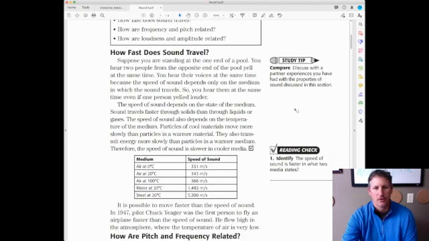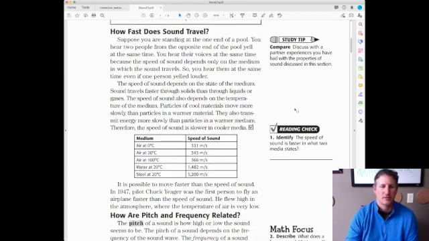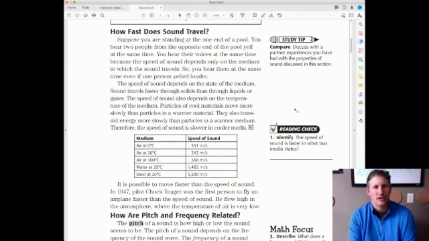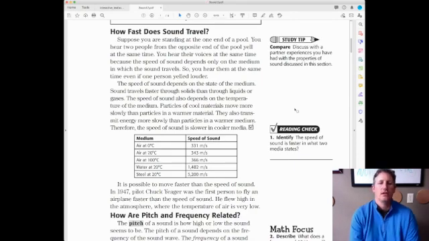Now we've heard of, sometimes we have jets and things that can break the speed of sound. A bullet can break the speed of sound, things like that. But the speed of sound will travel differently through different mediums. So suppose you are standing at one end of the pool. You hear two people from the opposite end of the pool yell at the same time. You hear their voice at the same time because the speed of sound depends on the medium in which it travels. So you hear them at the same time, even though one person is louder.